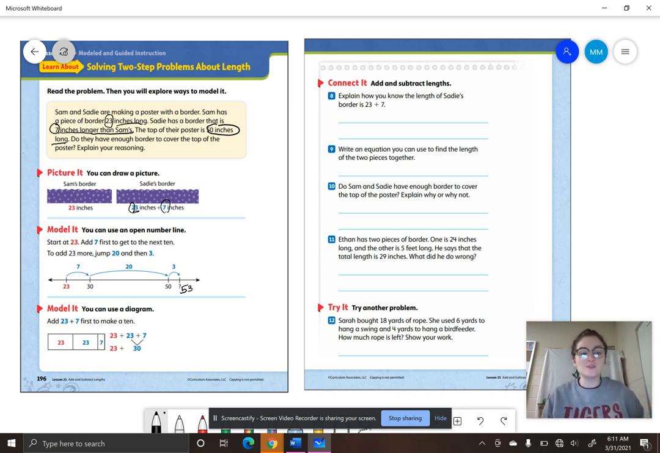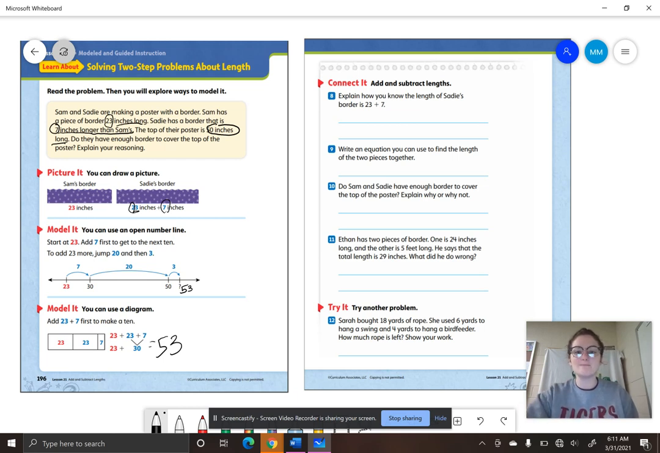We could also use a diagram. So we could add 23 plus 7 first to make a 10. So look at Sadie's border. We know that she had 23 inches, but she also had 7 more inches. So Sam's border was 23. Then 23 plus 7 to find Sadie's border. 23 plus 7 more would make 30. And then we can add 23 plus 30. What would 23 plus 30 be, Smarties? 53. So we can use different strategies to solve the same problem.